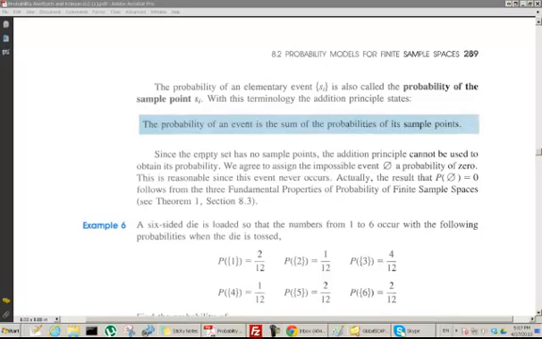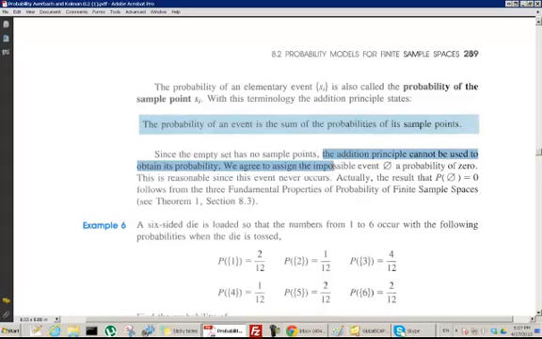And then they say, well, what about the empty set? Now, the empty set has no sample points, so we can't use this for the empty set. So they say the addition principle cannot be used to obtain its probability. We agree to assign the impossible event, the empty set, a probability of 0. This is reasonable since this event never occurs. Actually, the result that the probability of the empty set equals 0 follows from the 3 fundamental properties of probability of finite sample spaces, and we're going to see that in section 8.3.